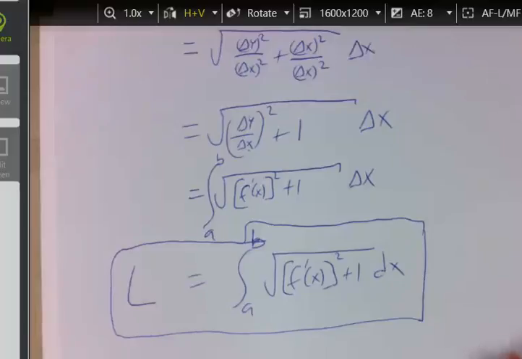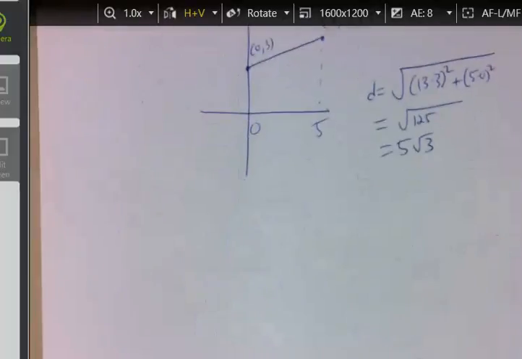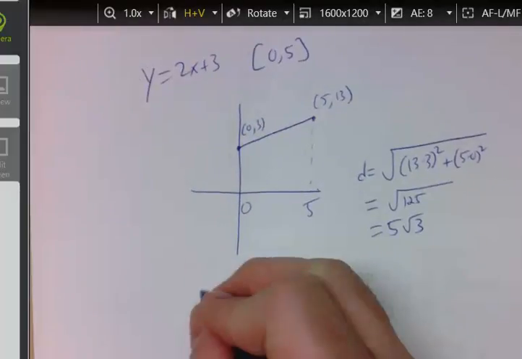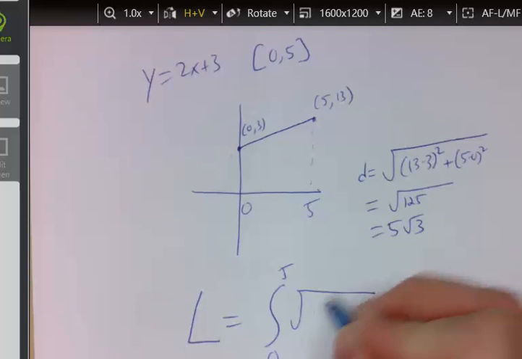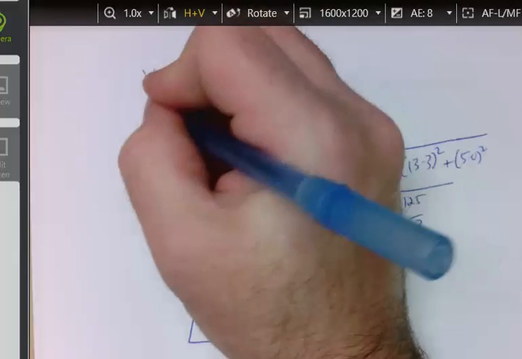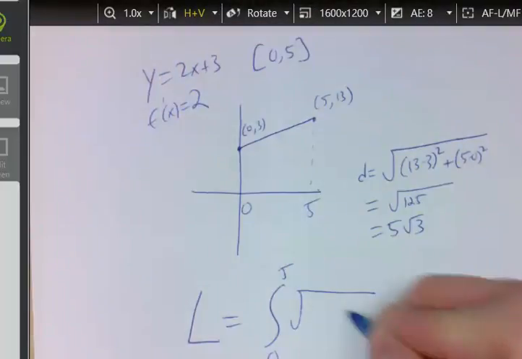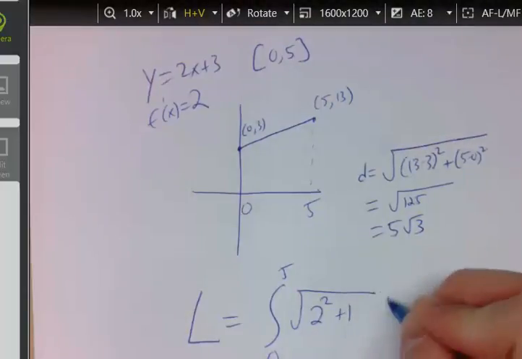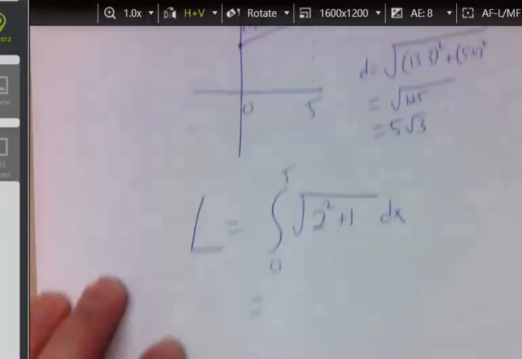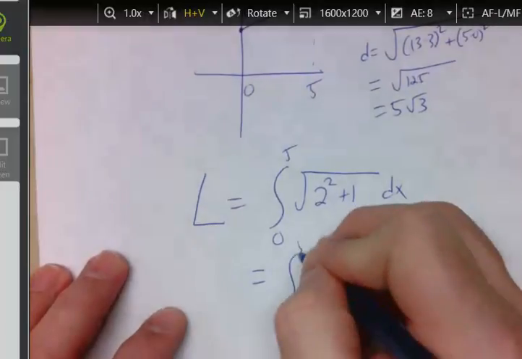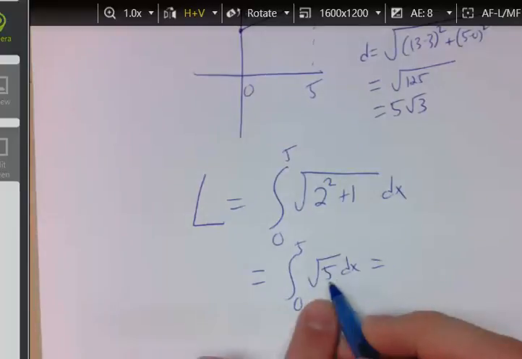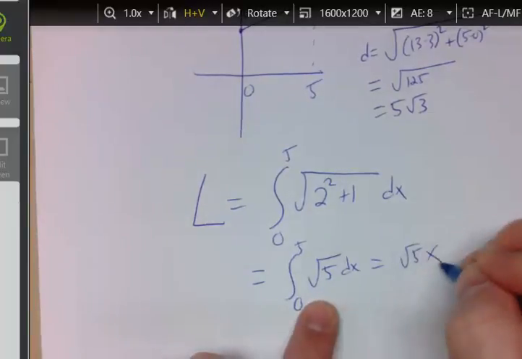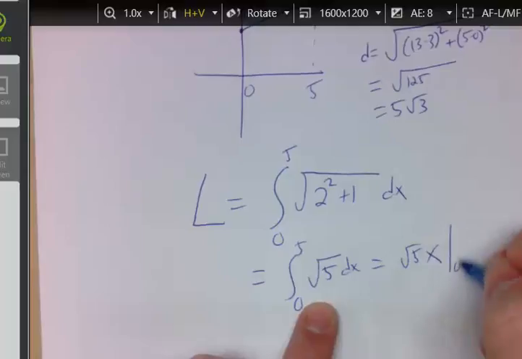Let's go back to our original problem and try that. Okay, here's the original problem. Arc length is going to be the integral from 0 to 5 of the square root of f prime of x squared plus 1. Well, f of x was y equals 2x plus 3, so f prime of x is 2, right? So it's going to be 2 squared plus 1 dx. So that becomes the integral from 0 to 5 of the square root of 5 dx, which is, the antiderivative of square root of 5 is just square root of 5x, right? It's just a constant. From 0 to 5, 5 radical 5 minus 0.